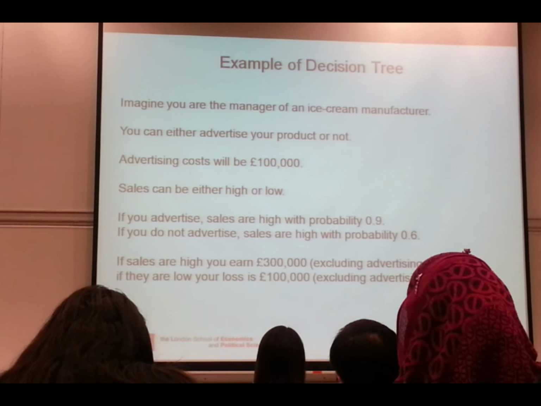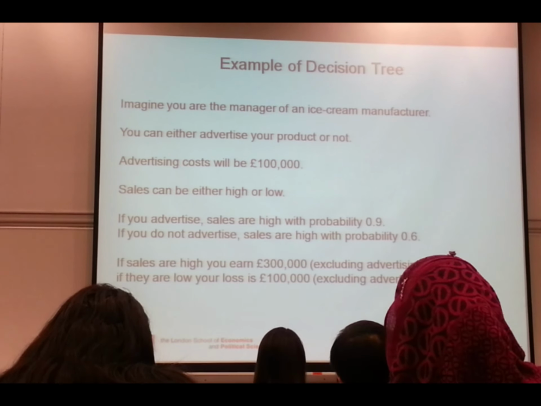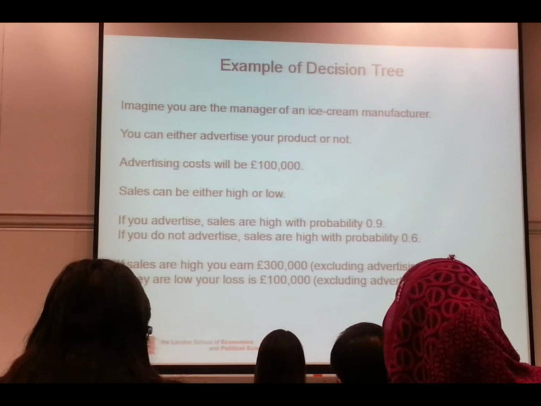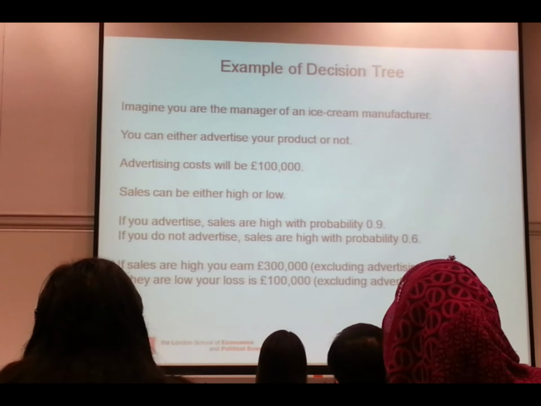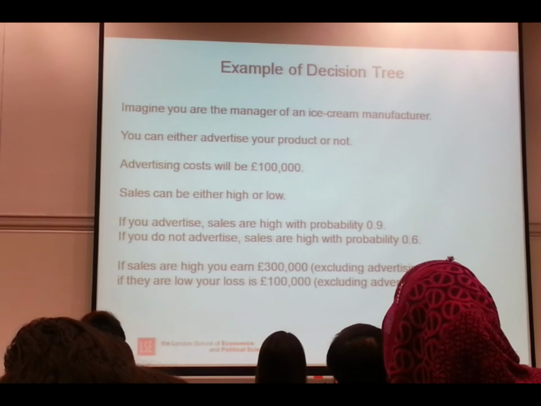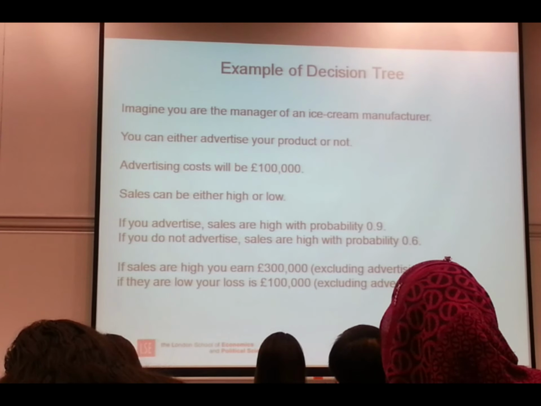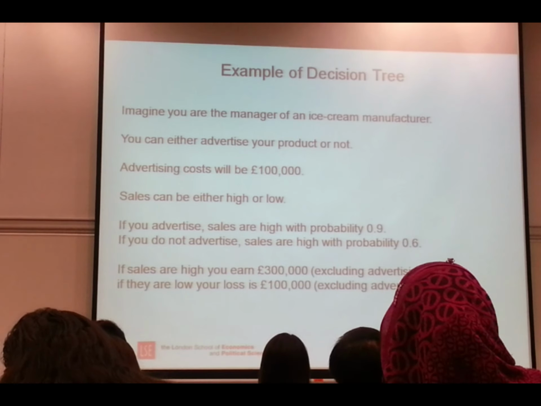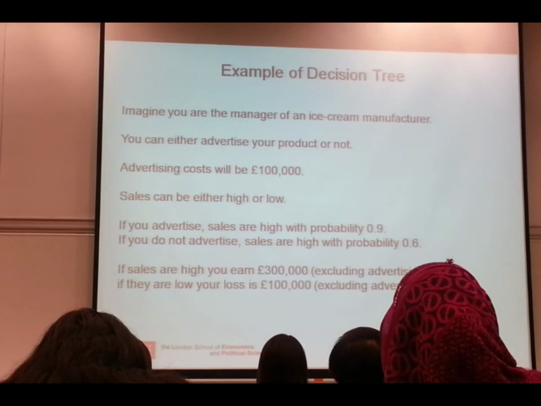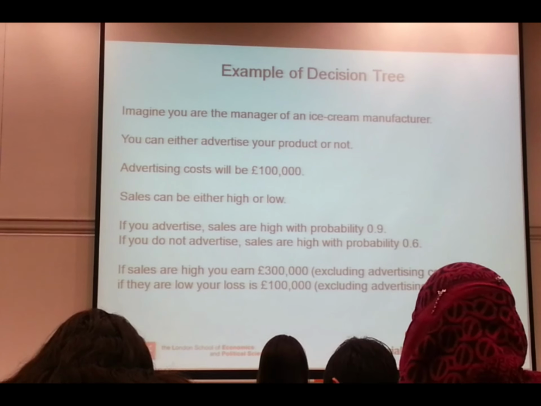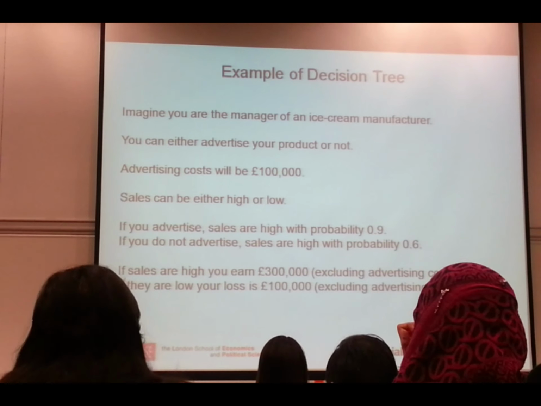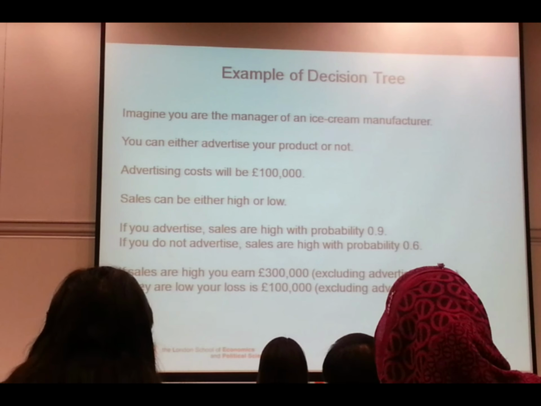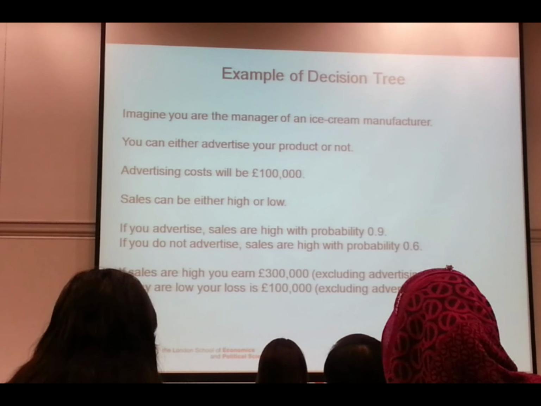If you do advertise, then sales are going to be high with a 90% probability. If you don't, you're only high with a 60% probability. Of course, that means that sales are low with the remaining probability, 1 minus 0.9, or 1 minus 0.6. If sales are high, you will earn £300,000, excluding advertising costs. And if they're low, your loss is going to be 100,000. And that's really all the information that we need to draw a decision tree.